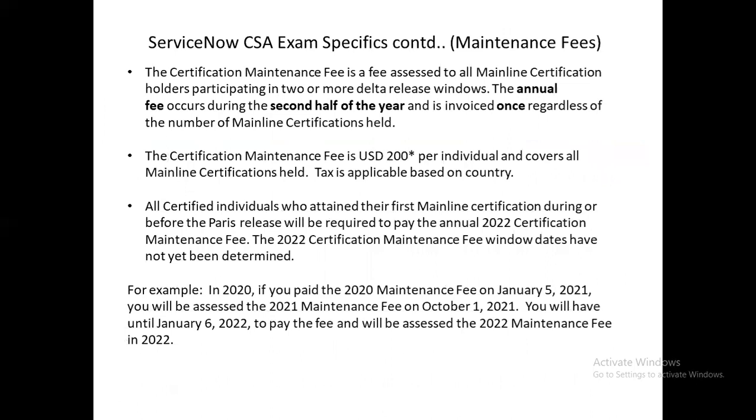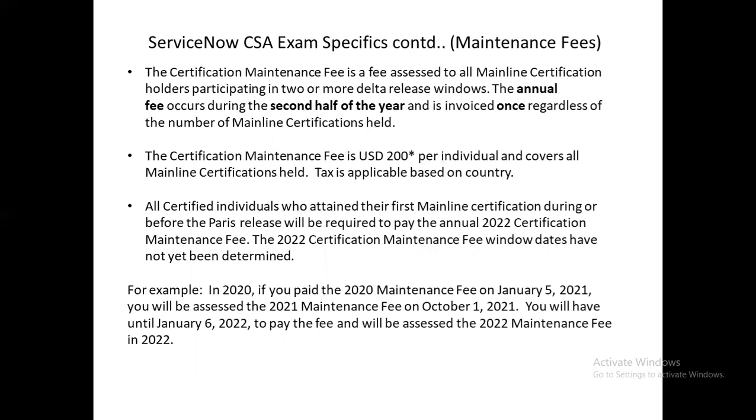Now, there is a concept of maintenance fees in ServiceNow, which is required to maintain your certifications. So if you see this, right, it is a fee which is assessed to all the mainline certification holders participating in 2 or more Delta release windows. Which means if you've done your CSA mainline exam in Rome and you have done San Diego Delta as well as the next version Delta, or any more Deltas after that, right? Then it is applicable for you. So if you've done only Rome and you have done only one Delta for San Diego, this will not be applicable to you, first of all, right?